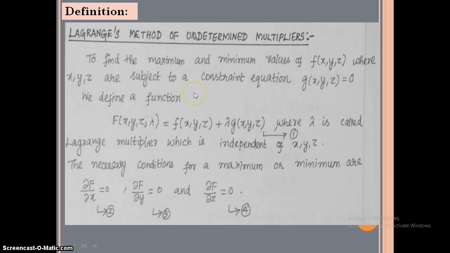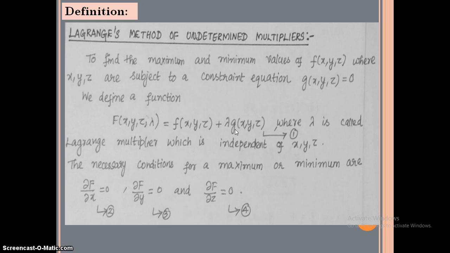So first we can write the method of multipliers based on the formula: capital F of x comma y comma z comma lambda equal to f of x comma y comma z plus lambda into g of x comma y comma z, where lambda is called the Lagrangian multiplier, which is independent of x, y and z. Or simply we can write capital F equal to small f plus lambda g, that is also right. That is the simple notation.